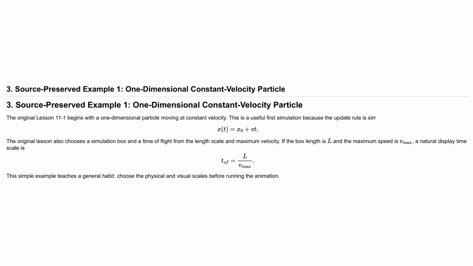Our first source-preserved example focuses on a simple one-dimensional particle moving at a constant velocity. Here, our update rule is straightforward and analytical, given by position as a function of time. Before we write any code, we establish a natural timescale by dividing our total simulation box length by the maximum expected speed, giving us a reliable time of flight for our visual boundaries.